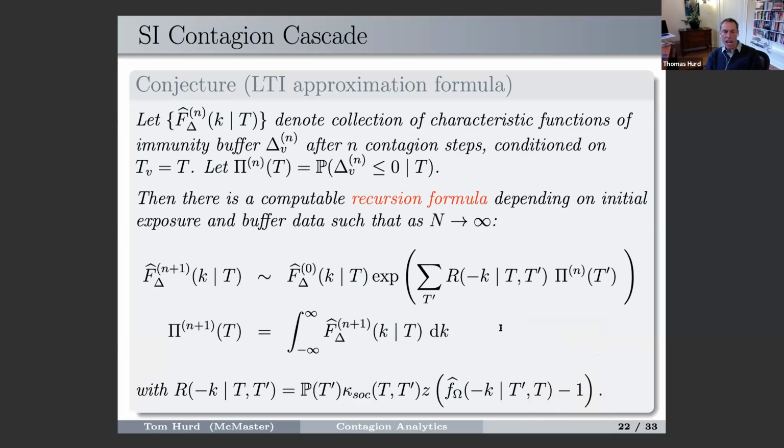So this conjecture, I think of it as a theorem not yet proven. It's proven in many, many simpler examples of networks. But this provides you with the means to do amazing computations.